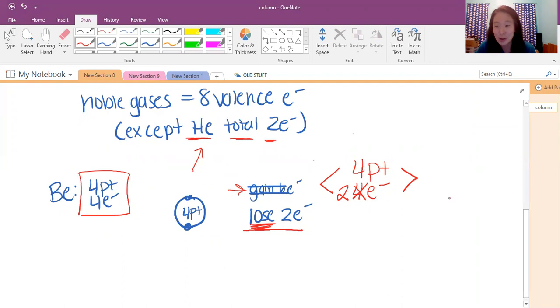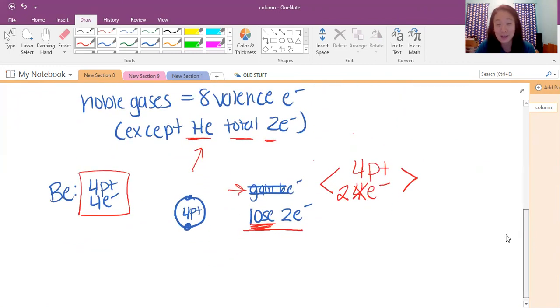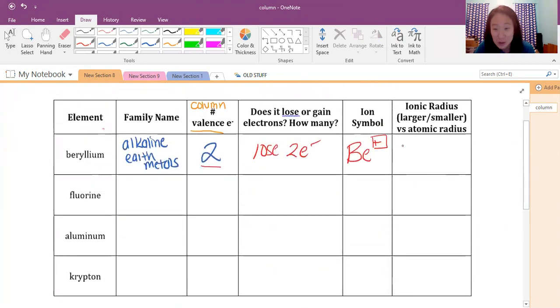So your answer should have been what? I have more protons, so you put protons right here. How many more protons than electrons do you have? 4 versus 2 means I have 2 more. So you would see a positive 2 in the corner. That means I have 2 more protons than I do electrons. That's why it's called a cation now, because it has a positive charge. With uneven protons and electrons, this beryllium now has more protons.